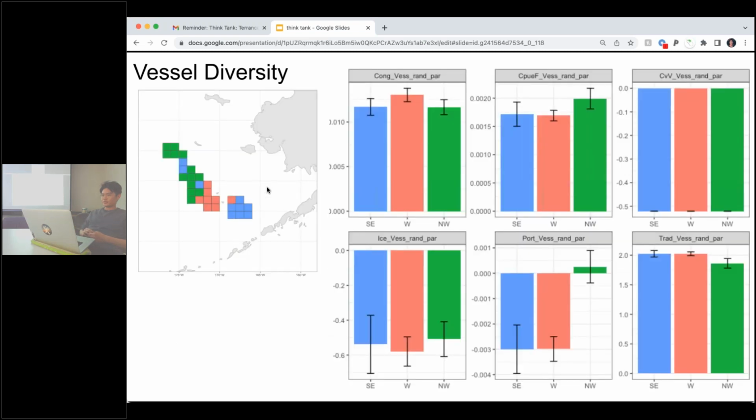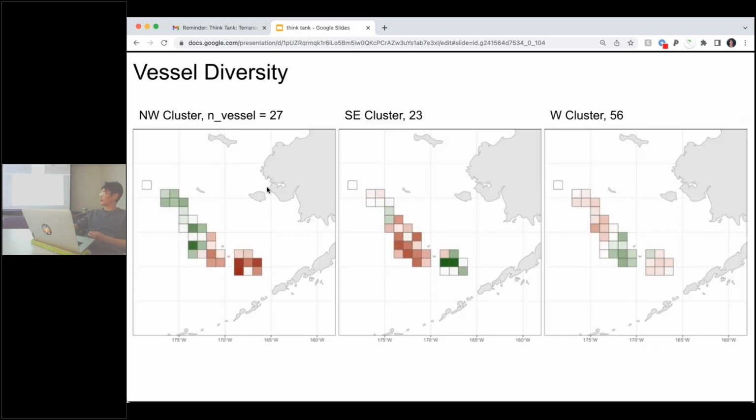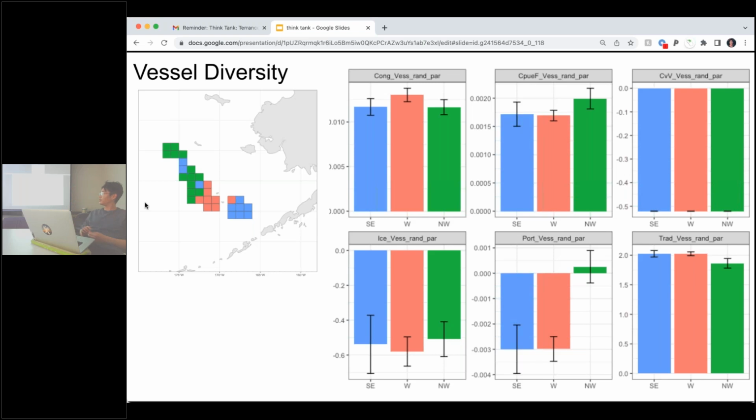And this is the random slopes that came out in the best model. So I oversimplified those cluster maps in the previous slide to this green, red, blue. Green is northwest, red is west, blue is southeast. And then for those random slopes, I added the fixed slopes and then added some other bars into them. And so the 6 random slopes that came out of the best model, the top left is congestion, or number of other pods struck by other vessels.